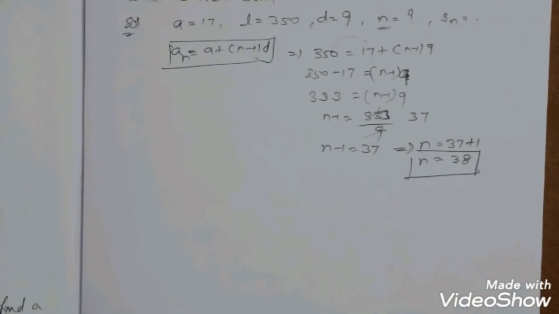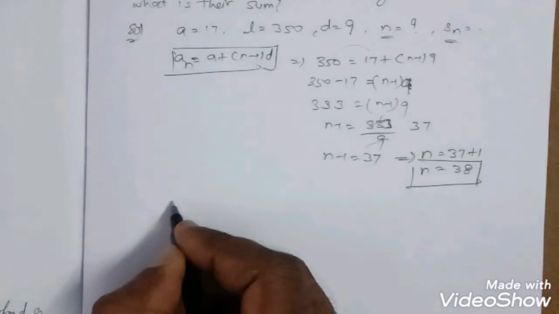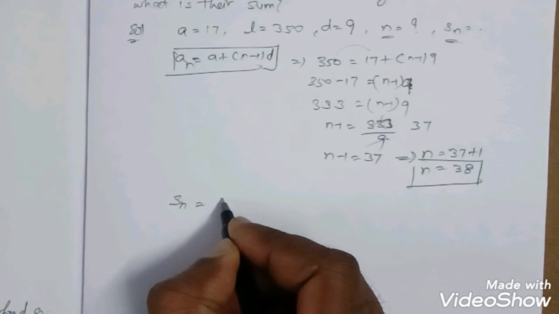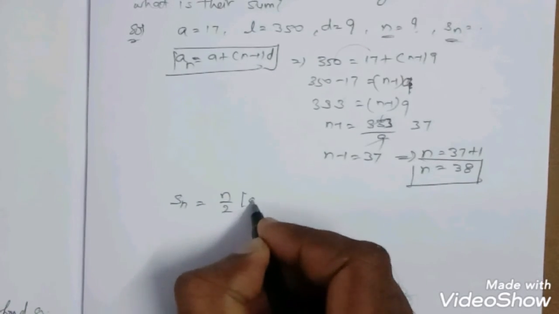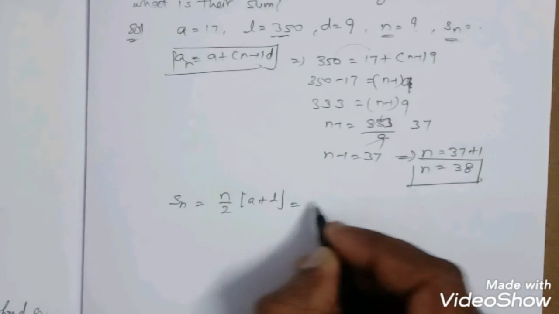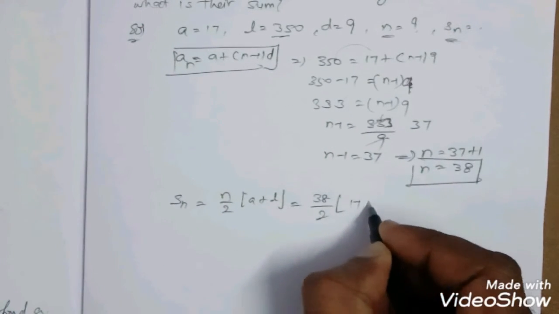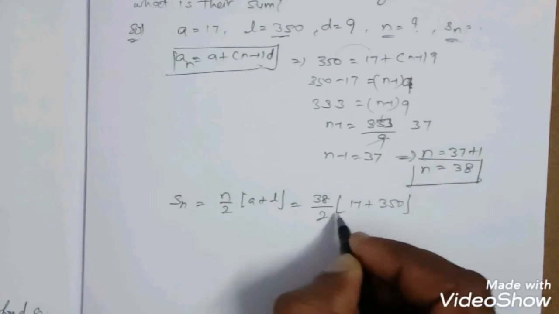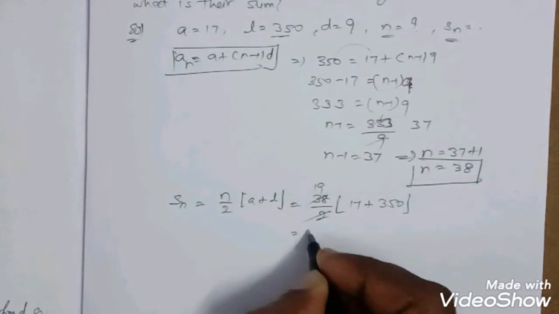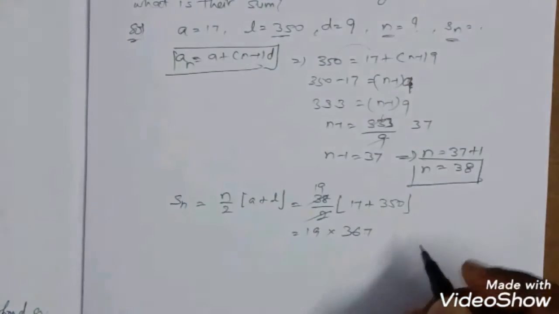So after getting the value of n, then you have to find Sn value. Right. Now as per your formula of Sn, so Sn is equal to n by 2 into A plus L, where L is given as last term, that is 350. Now substitute in this, n value is 38 by 2 into A value is 17 plus 350. Right. Now cancel this, you will get 19. So 19 into 367.